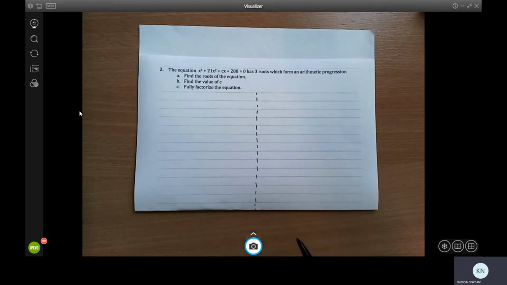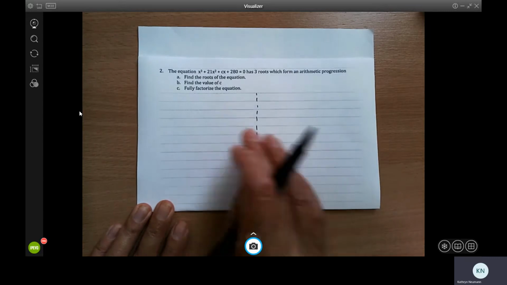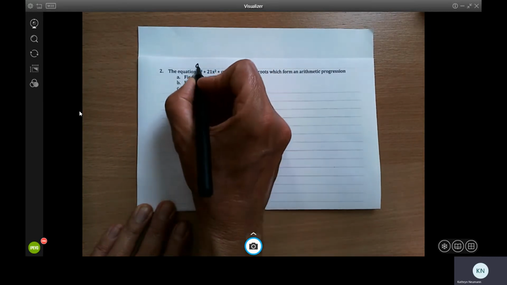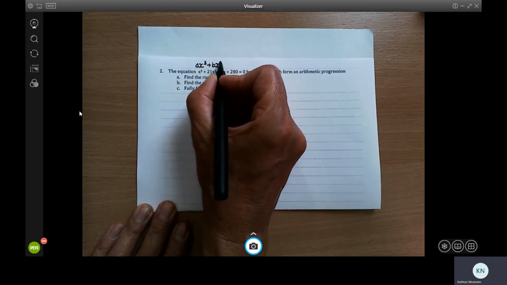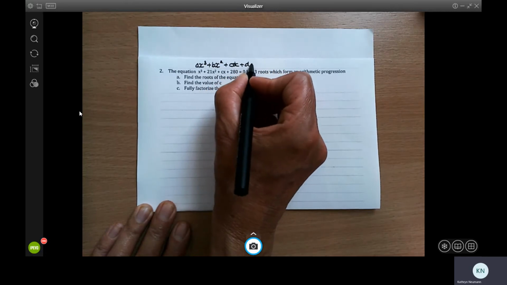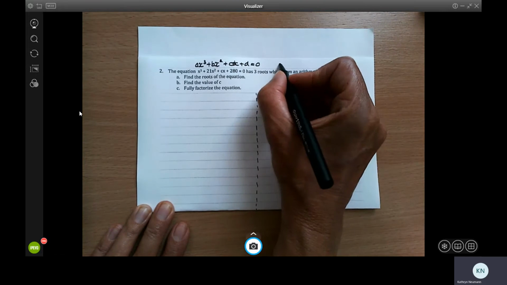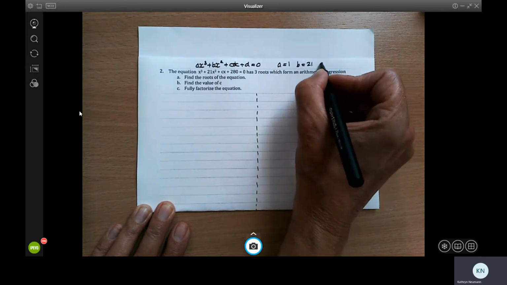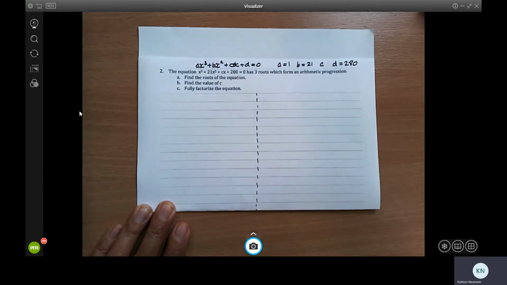Notice I've drawn a dotted line down the middle. That's because there's not actually very much room for this question, so you need to use both sides of the paper. So again, just compare the cubic you've been given with ax cubed plus bx squared plus cx plus d equals 0. So we know from this that a is equal to 1, b is equal to 21, c we don't know, and d is 280.